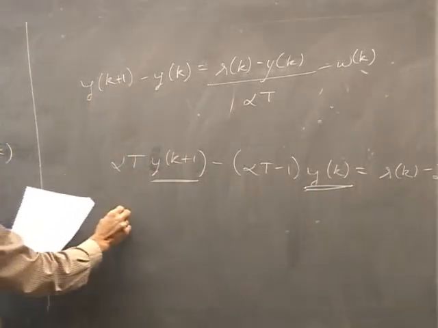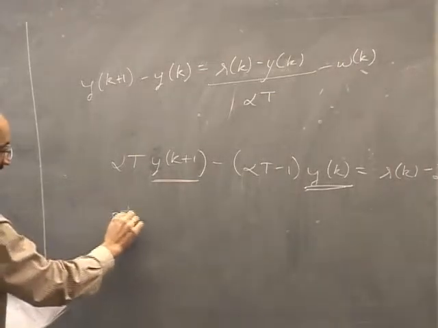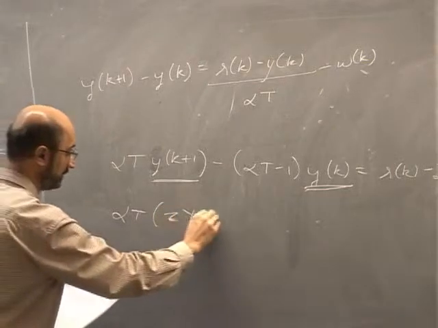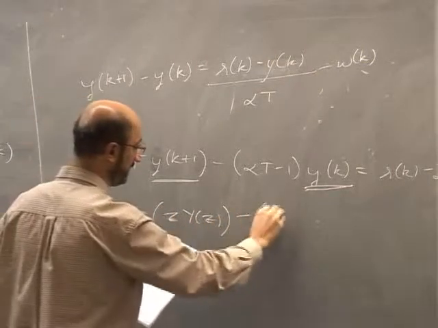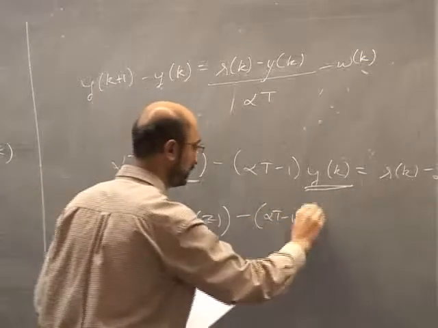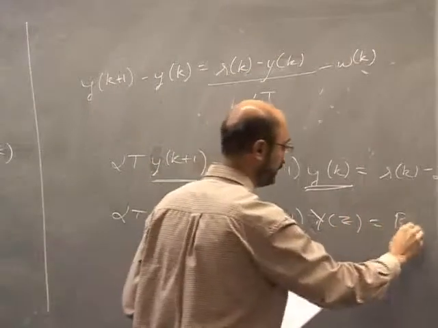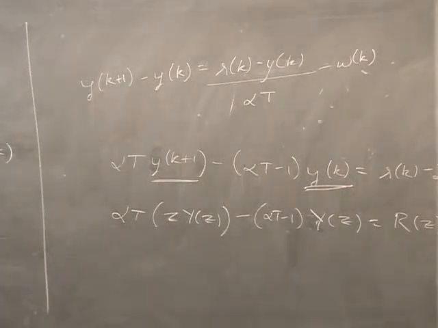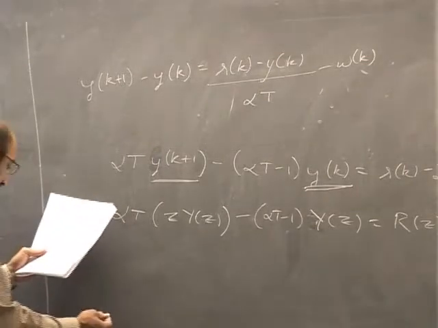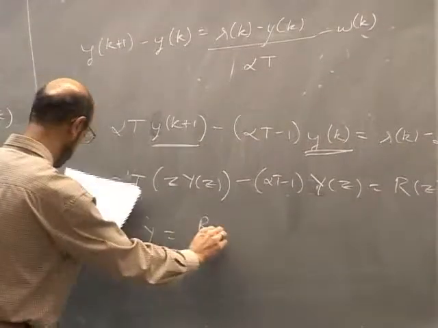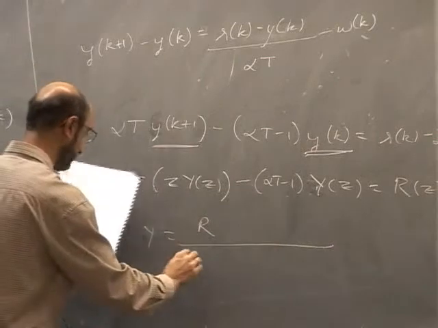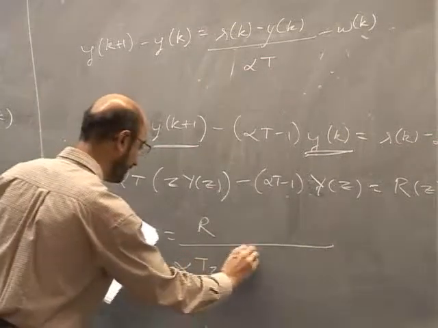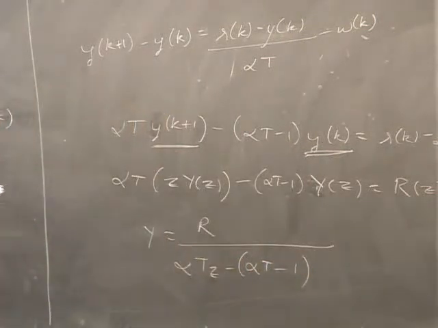So this one is going to be alpha t times z y of z minus alpha t minus 1 y of z equals r of z. And then just ignore the disturbance for now, because if you remember, the way we are going to compute the stability is to ignore the disturbance and just look at the inherent or natural response of the system. If we rearrange that, we will get y equals r over alpha t z minus alpha t minus 1. I believe that's what you're going to get.